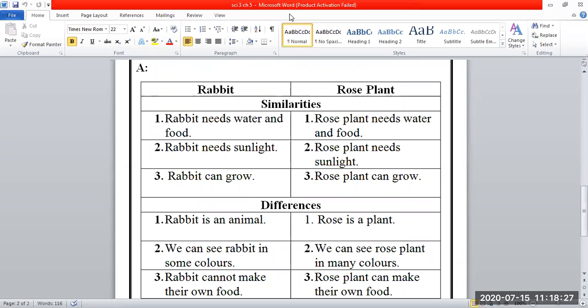Those students who have done it, if they are having any confusion related to these first five chapters, you can ask me. Now 2 minutes are left, students. Those who are doing it, do it fastly.